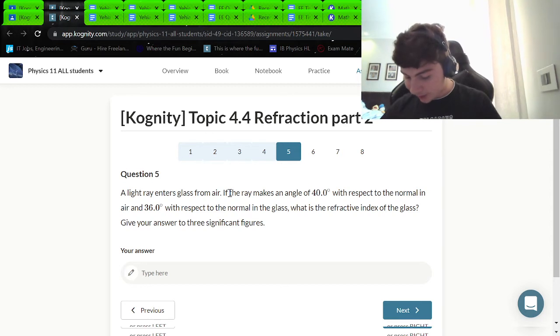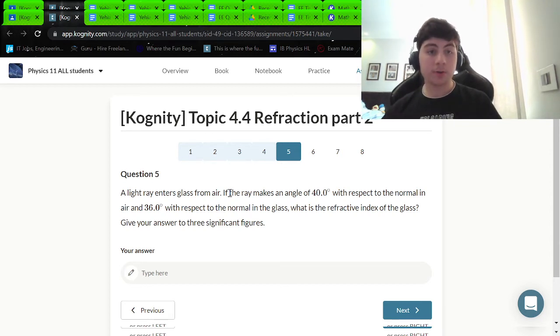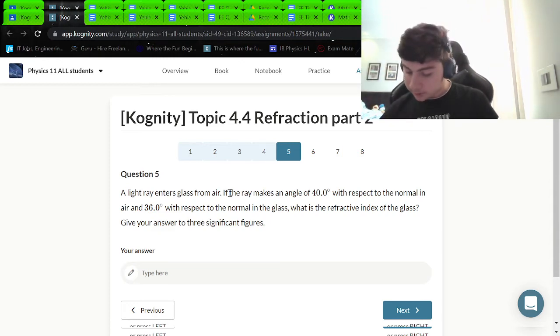Enters glass from air, yeah. Makes the angle of 40 degrees. Draw the angle of 40 degrees with respect to the normal in air, and 36 degrees with respect to the normal in the glass. What is the refractive index of the glass?